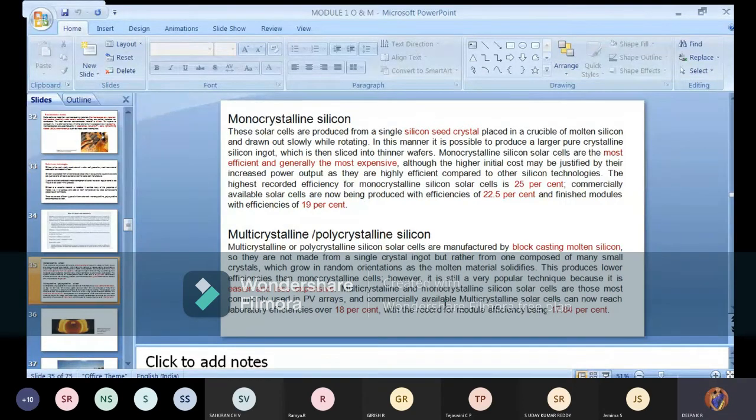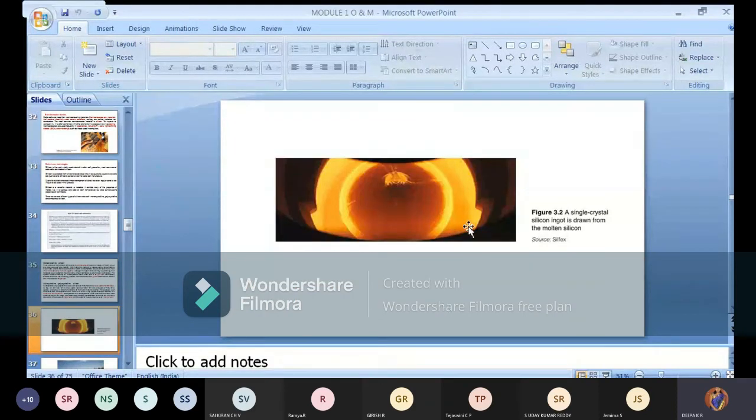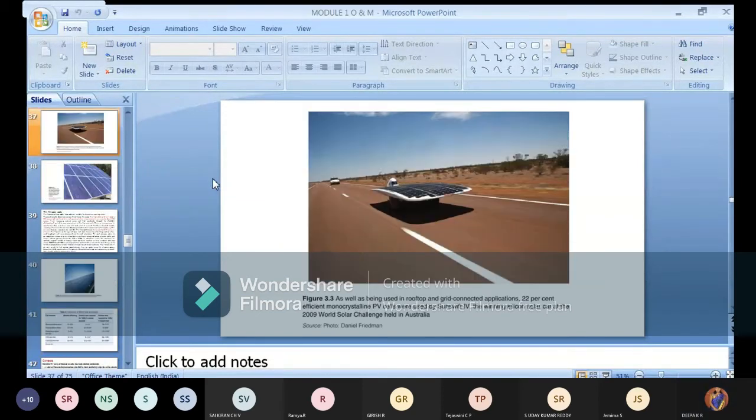Hope it is done. I'll just go with the picture to show how the monocrystalline silicon will be. So this is the single crystal silicon ingot drawn from the molten silicon. Just a picture, you can see the single piece, how it looks. This is the second case, multi or poly, as well as being used in rooftop and grid connected application. 22% efficient monocrystalline PV cells used by Sunswift, the winning solar car at the 2009 World Solar Challenge held in Australia. So this is costlier.